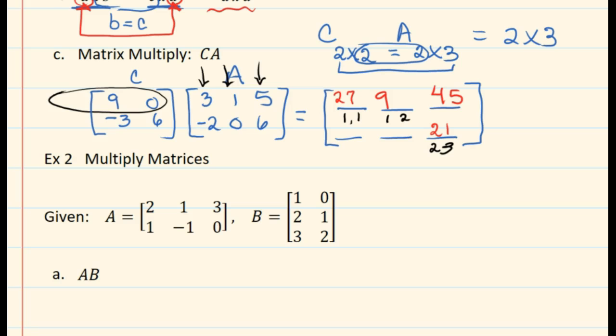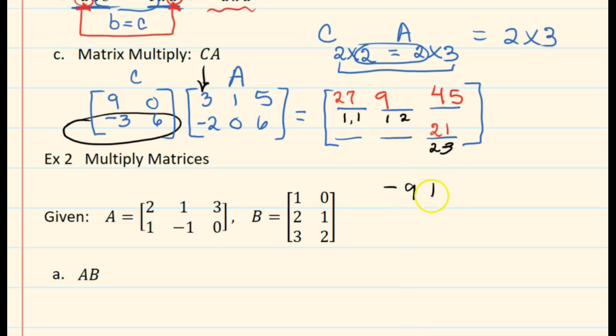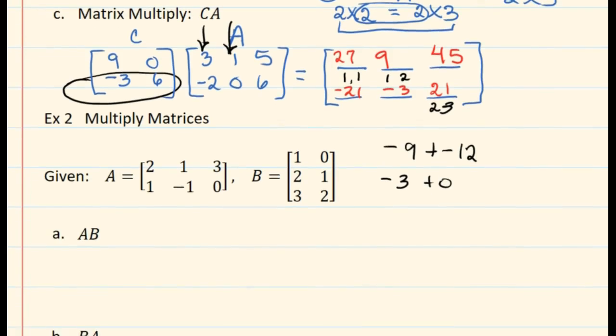Then I'm going to go to the second row and do the first column. When I multiply, I get negative 9 plus a negative 12, which is going to give me a negative 21. Then I'm going to use my second row and my second column and multiply, and I'm going to get negative 3 plus 0, which is negative 3. And that's what goes right here. And we have finished multiplying those two matrices. So let's give you a chance to do it as well.